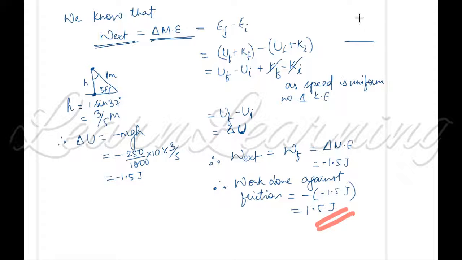Let's say there is a block kept on some table. It has some amount of potential energy. Let's say this is the ground and this is height h. So we can say the potential energy of this block is mgh.